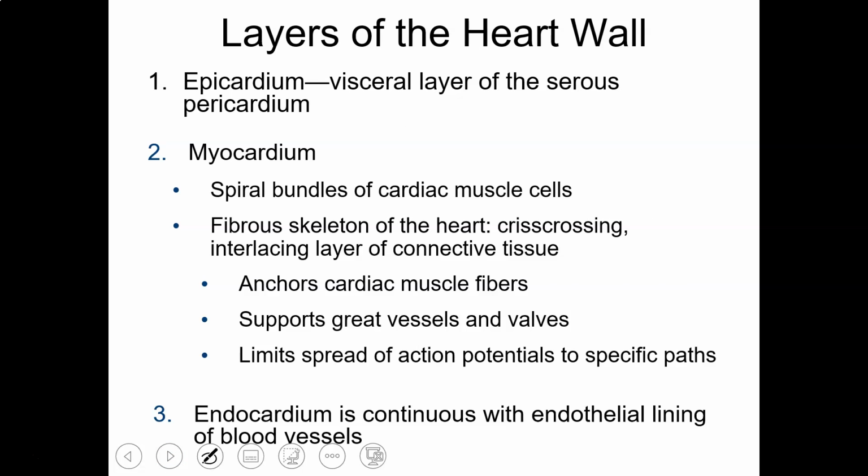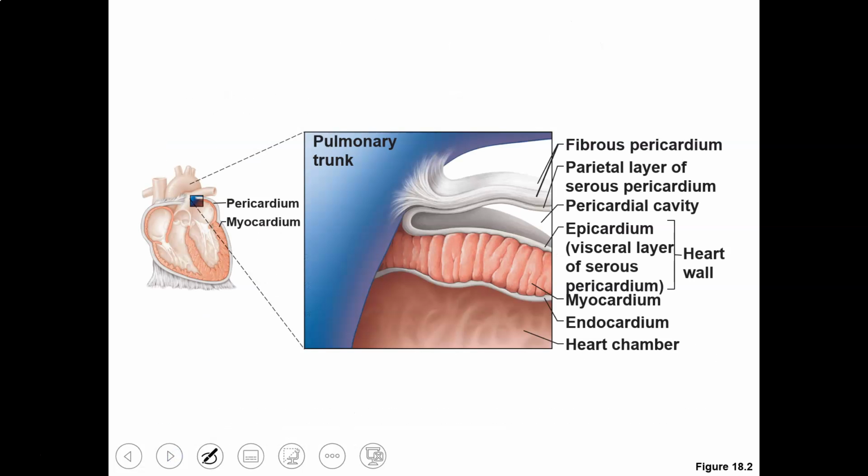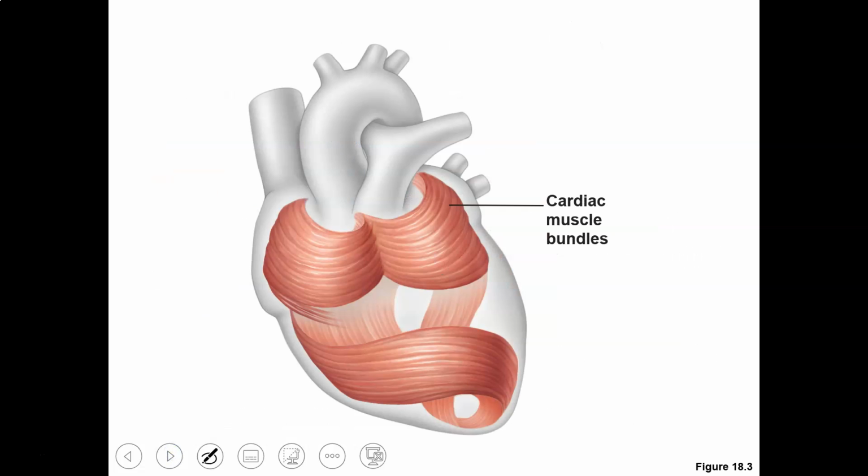The muscle of the heart is called the myocardium. And the endothelium that lines the heart is the endocardium. The epicardium is sort of the outer layer. It's really the pericardium. There we see that. Cardiac muscle bundles. That shape is telling.